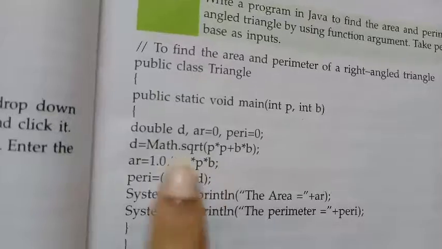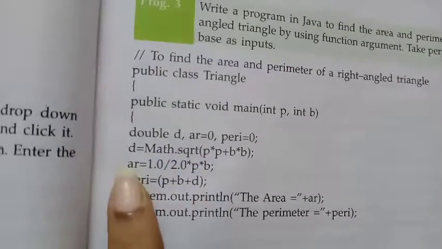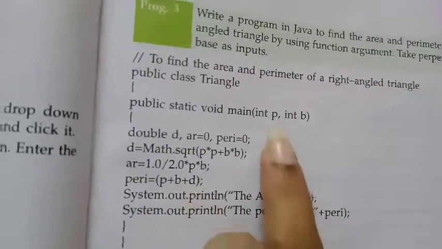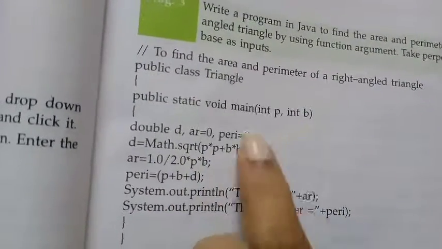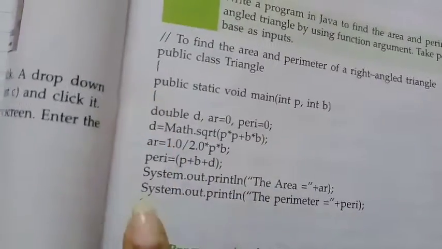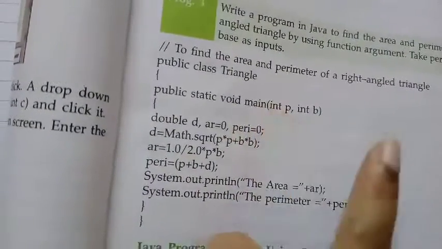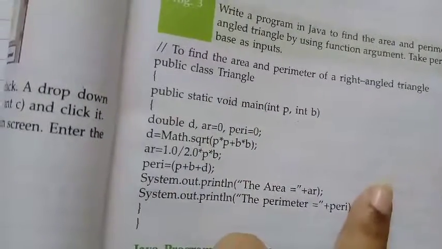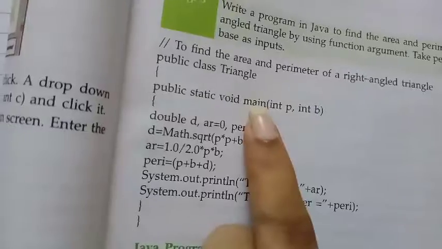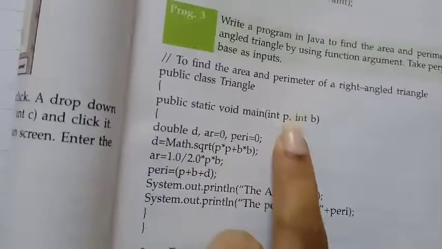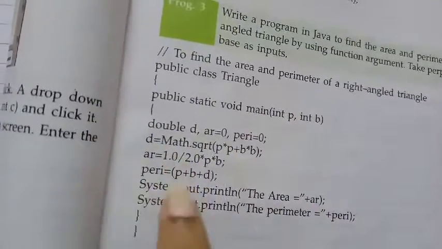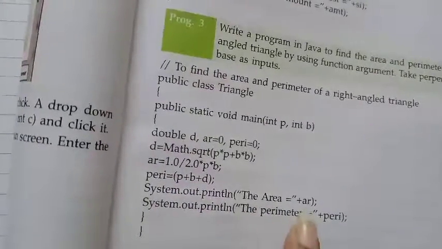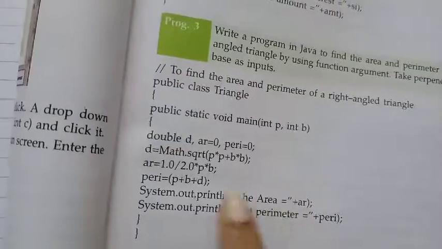Then to calculate the area, 1 by 2 P into B. This area formula is given, and this will be calculated and stored in your area. And perimeter, P plus B plus D. This P and B will automatically be taken from here. We don't need to declare them anywhere, because we have declared them in the method argument, and whenever you enter the value in the method call, that value will be automatically passed here and substituted here during execution.